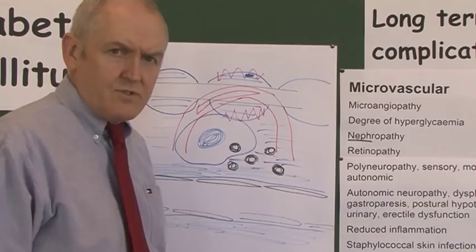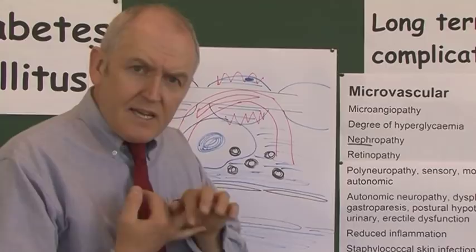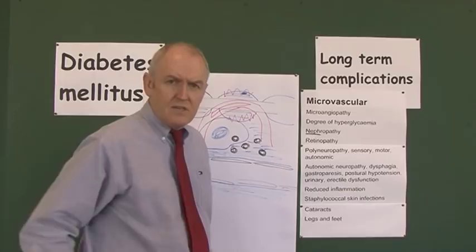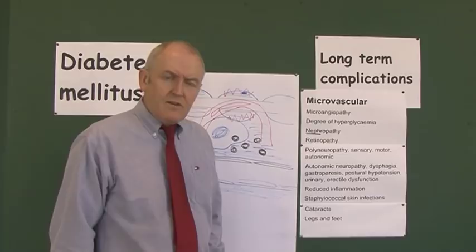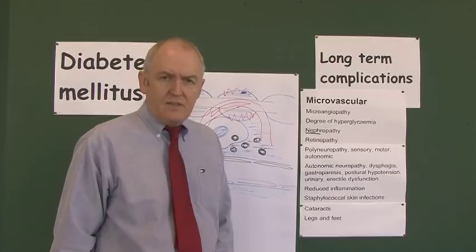So infection is a particular problem in diabetes, because of the reduced inflammatory response. High levels of glucose in the tissue fluids means that the bacteria have got lots of nice things to eat, and it inhibits the normal migration of the cells, which would normally phagocytose the infecting bacteria. So always have a high index of suspicion for infection in diabetics, especially with wounds. Now, the last point I want to look at is the effects that diabetes has on legs and feet.